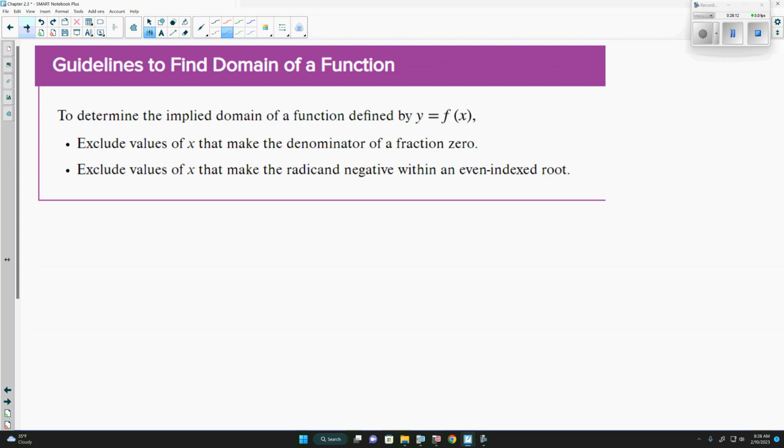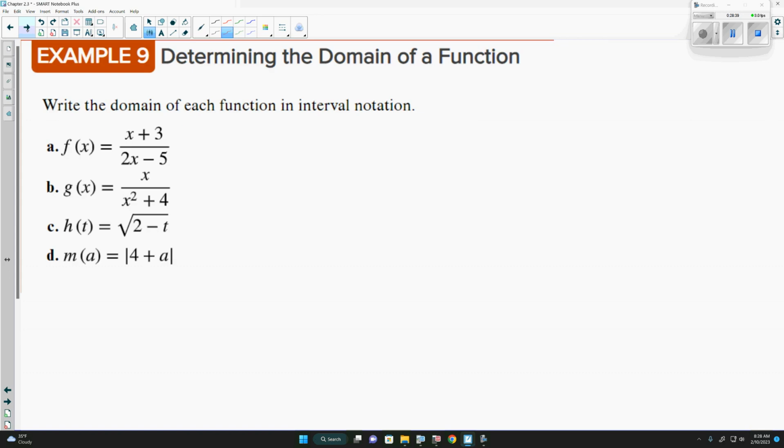Now, to determine the implied domain of a function defined by y equals f of x, exclude values of x that make the denominator of a fraction 0. Exclude values of x that make a radical negative with an even index root. Because again, if we take the square root of a negative number, it's i. It's complex. We can't have it in the real number system. So whatever is going to make the denominator be 0 or a negative inside of a radical.